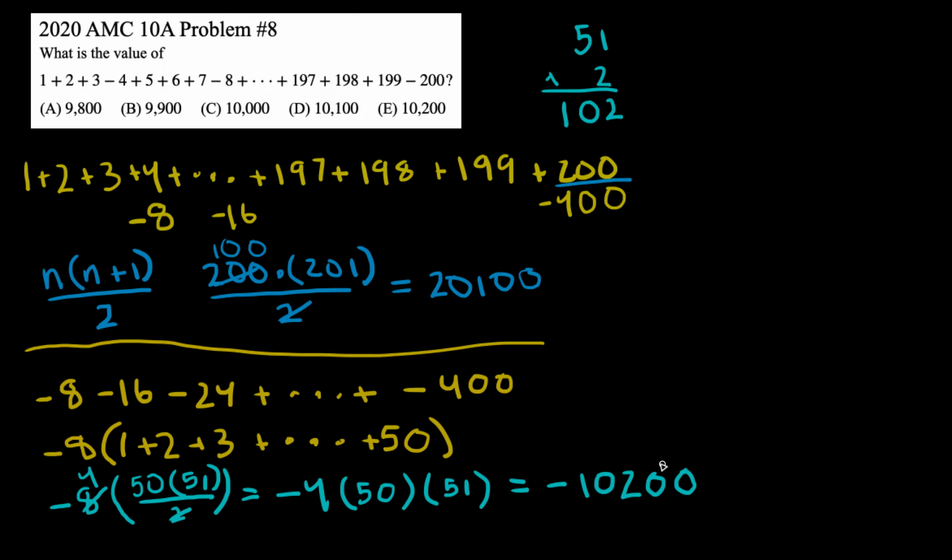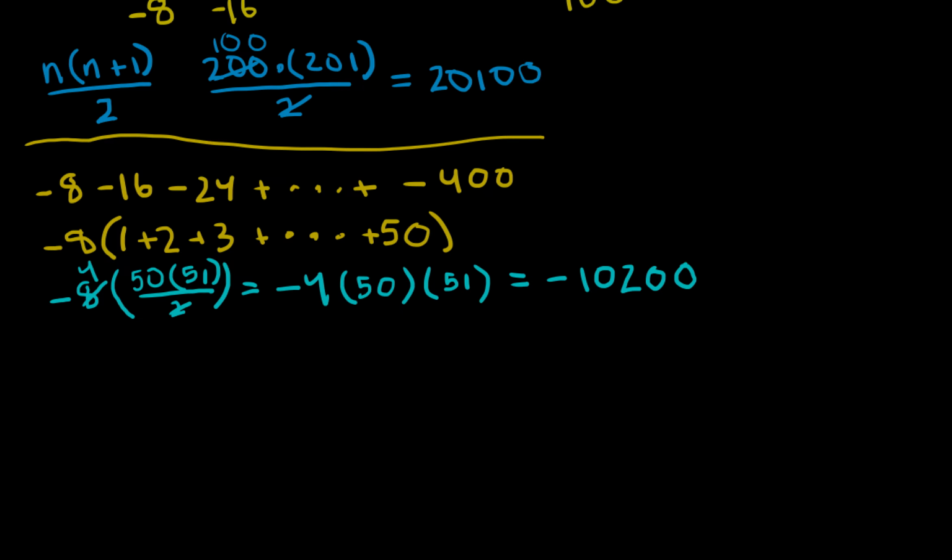Now how do we put these together? As you can see, we're just adding this original sequence of all positives to this negative sequence. So we're adding the sums of both, which we have for both of them. We have 20,100 plus negative 10,200, which is 9,900, which is B. And we can move on to the next question.